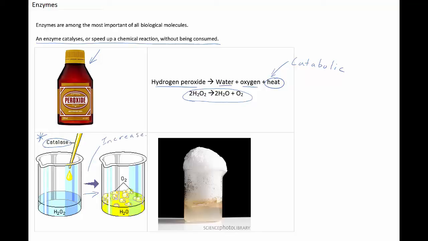Catalase is found in several organs and tissues, including the liver, whose job it is to speed up the breakdown of hydrogen peroxide. I mentioned earlier that enzymes are biological molecules that speed up the rate of reaction without being consumed. This is because enzymes are not destroyed or altered by the reactions they catalyze. They can be used again.